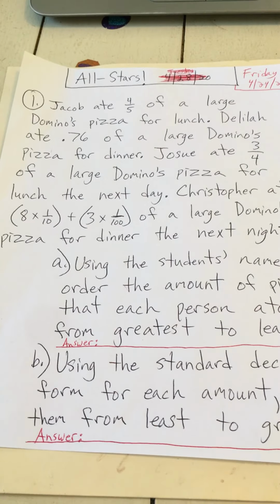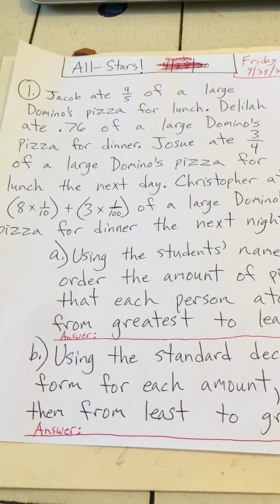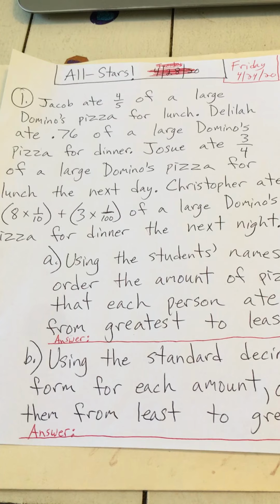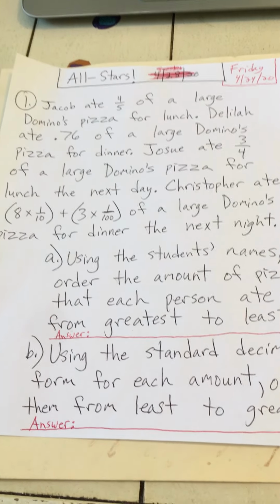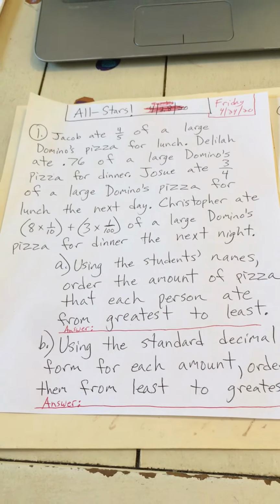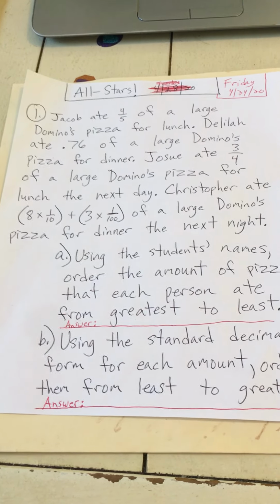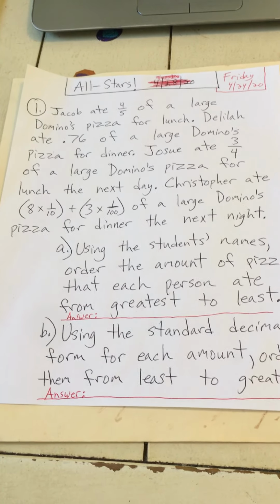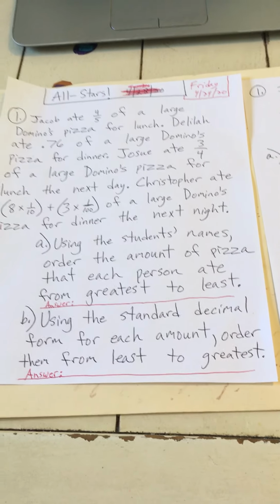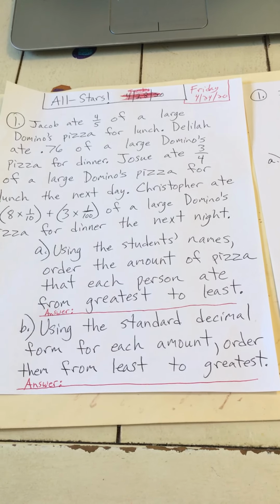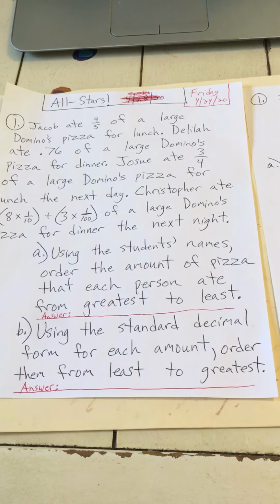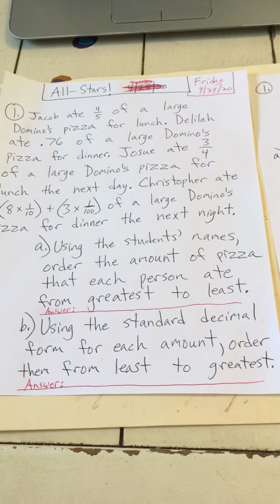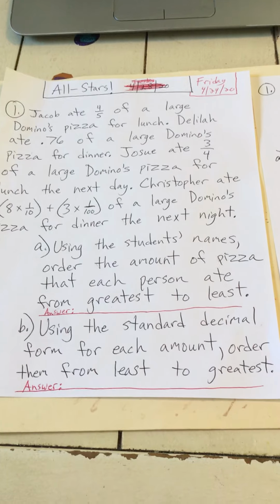Jacob ate 4/5 of a large Domino's pizza for lunch. Delilah ate 0.76 or 76 hundredths of a large Domino's pizza for dinner. Josue ate 3/4 of a large Domino's pizza for lunch the next day. Christopher ate 8 times 1/10 plus 3 times 1/100th of a large Domino's pizza for dinner the next night. Part A says, using the students' names, order the amount of pizza that each person ate from greatest to least. Then part B says, using the standard decimal form for each amount, order them from least to greatest.